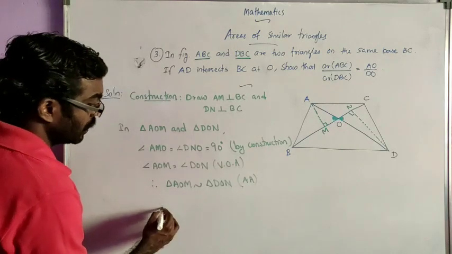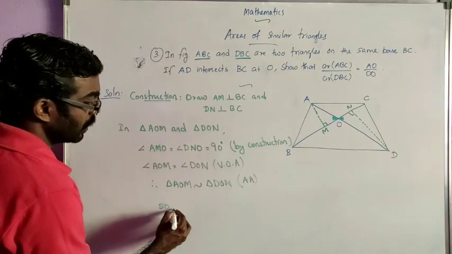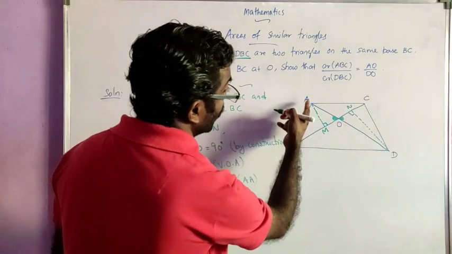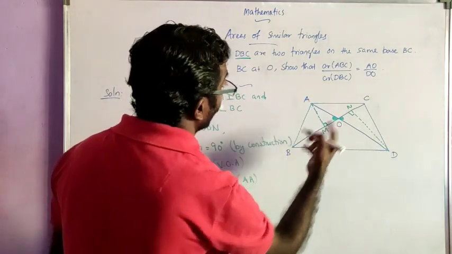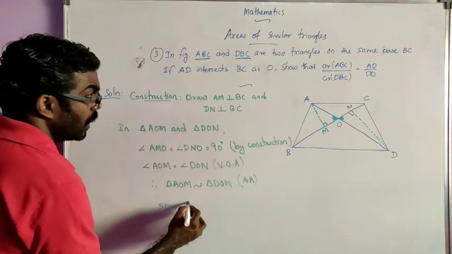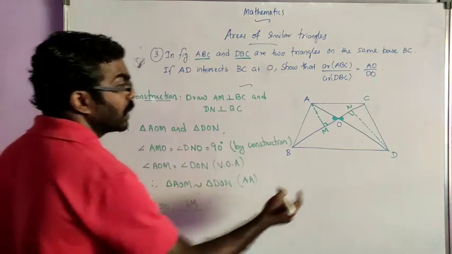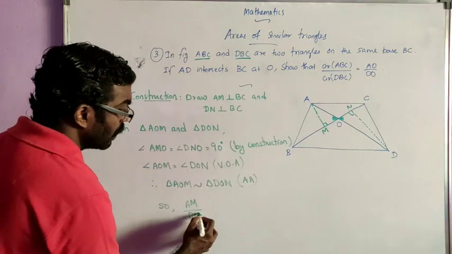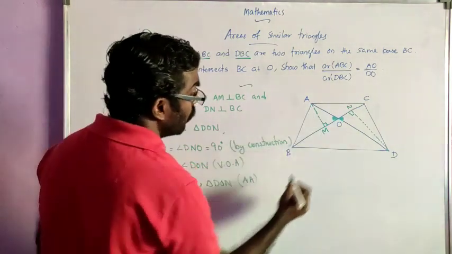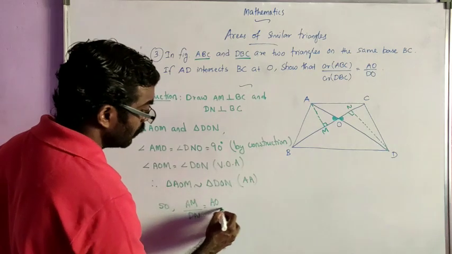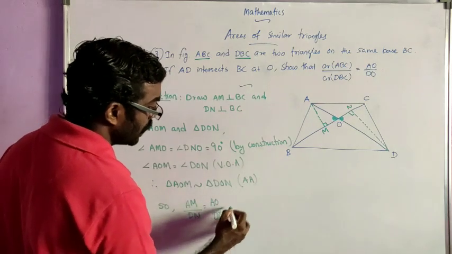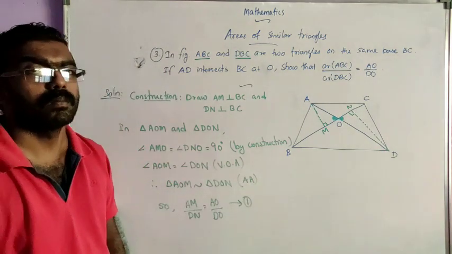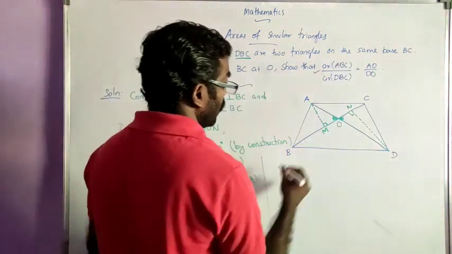Okay. So from this we can write the corresponding sides are in the same ratio. Here I take the sides AM and AO. So AM, the corresponding side here is DN. AM by DN is equal to AO by DO. You can take it as equation number 1. Clear? Now let us consider this one.